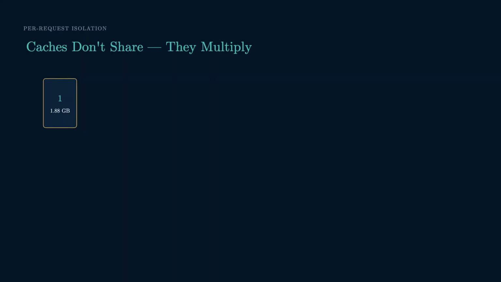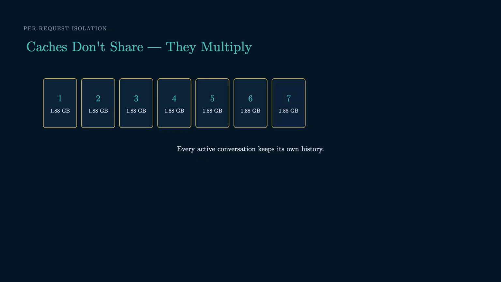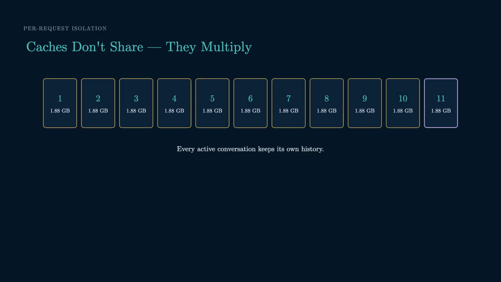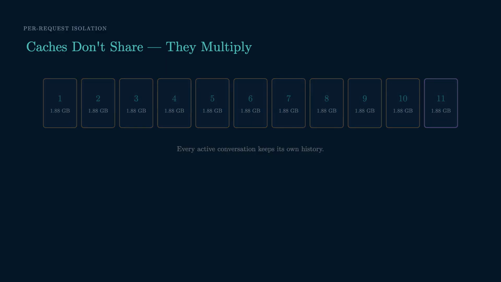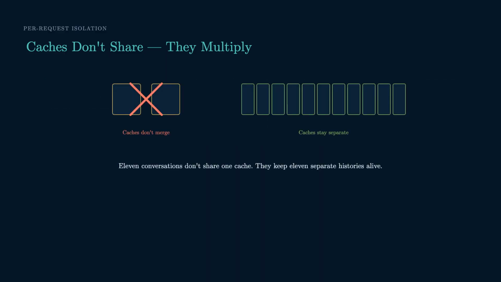And these caches don't pool together. 11 active conversations don't share one cache, they keep 11 separate histories alive, each with its own 1.88 gigabytes. Concurrency multiplies, because the cache is request-specific by design.